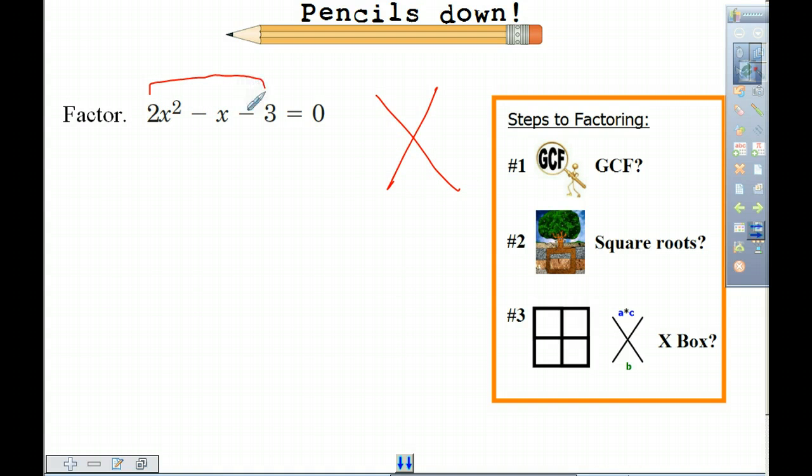2 times. What number goes here? Negative 6. Yeah, don't forget, that's a negative 3. So it's 2 times negative 3 is negative 6. What number goes down here? Negative 1. All right, what are the two correct numbers? 3 and 2, is that right? Negative 3. Negative 3 times 2 is negative 6. Negative 3 plus 2 is negative 1.